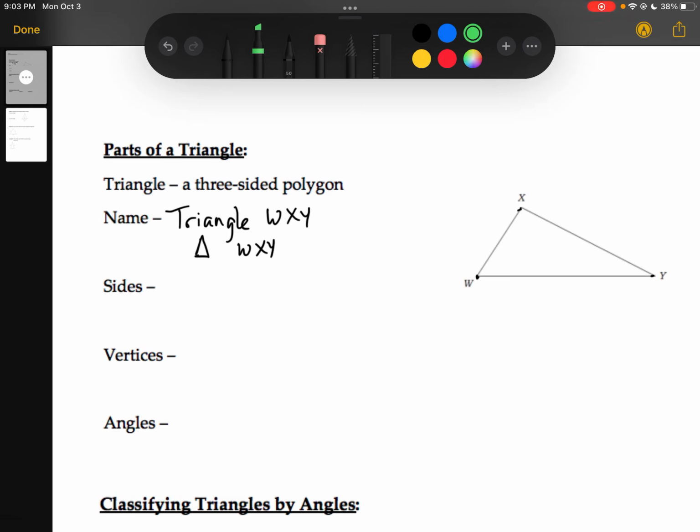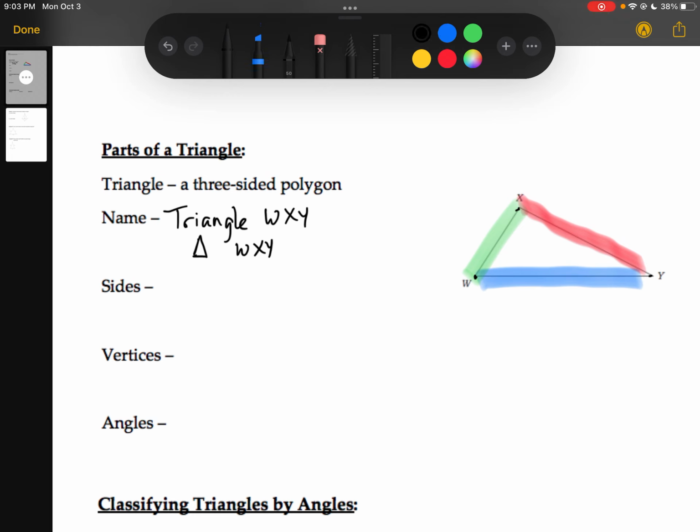Sides of a triangle, there's 3 of them. So we have WX, XY, and WY. So we can label those as such. So if you're asked to identify the 3 sides, you start at one endpoint, go to the other endpoint. As you can see in the 3 colors we have there, those are the 3 different sides.